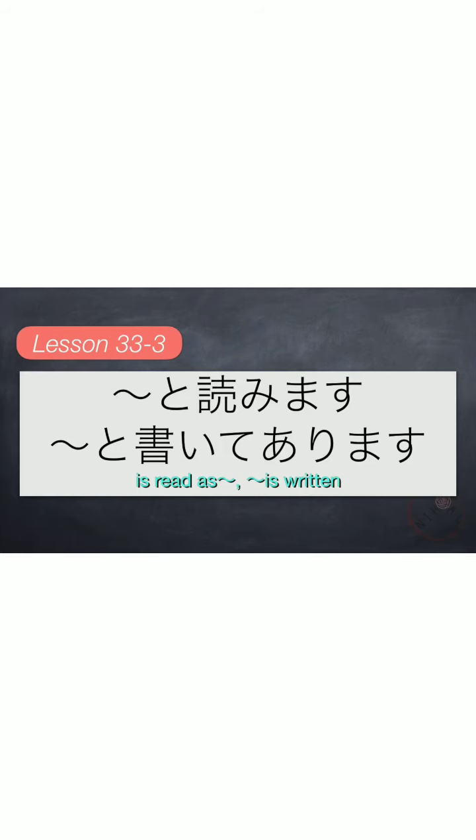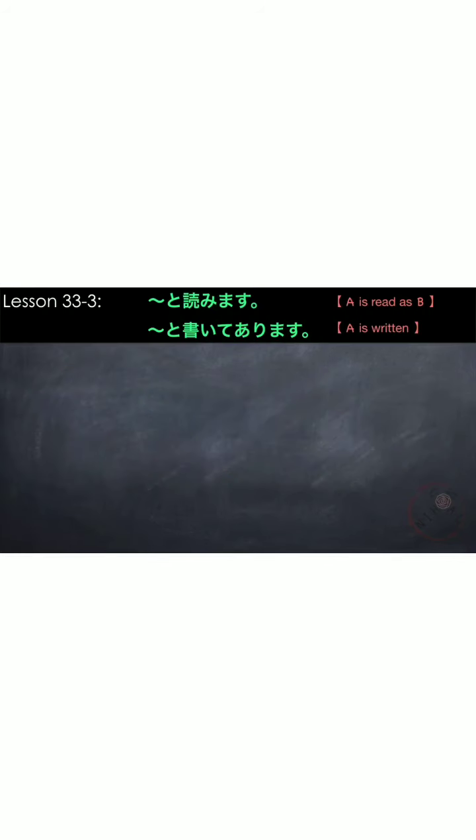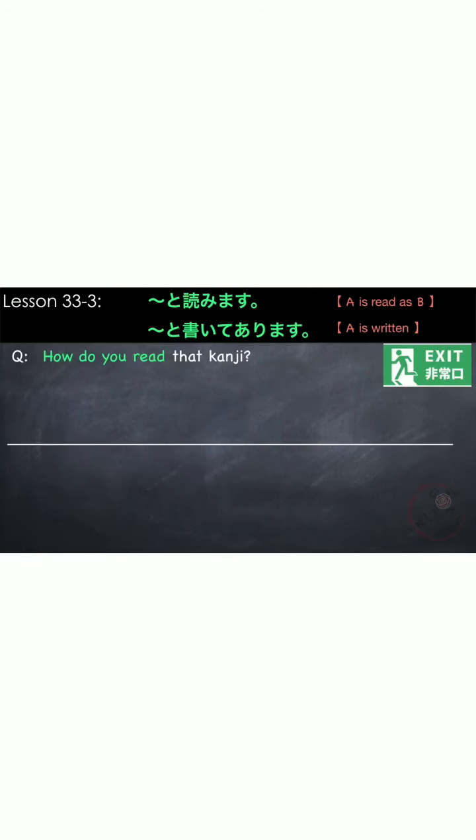Okay, next is 何々と読みます or 何々と書いてあります。何々と読みます means A is read as B. So, here we have the particle と which is used to quote something. So, we first learned this in lesson 21 in the pattern 何々と言います if you remember. Here we are using it again, but we are using the verb 読みます。と読みます is read as and 何々と書いてあります is written. A is written. So for example, how do you read that kanji?